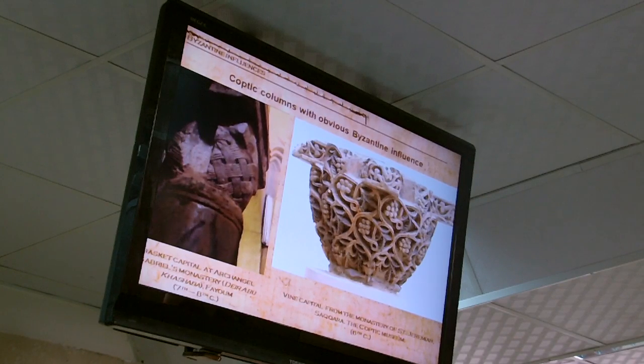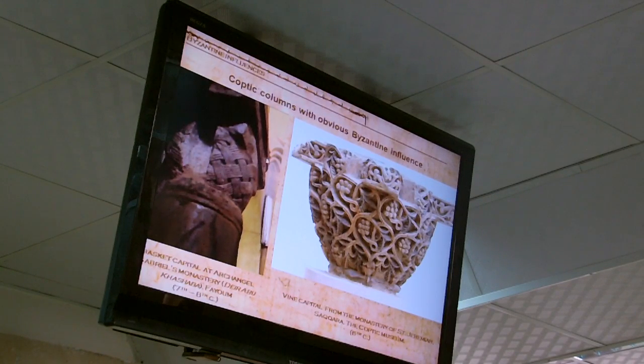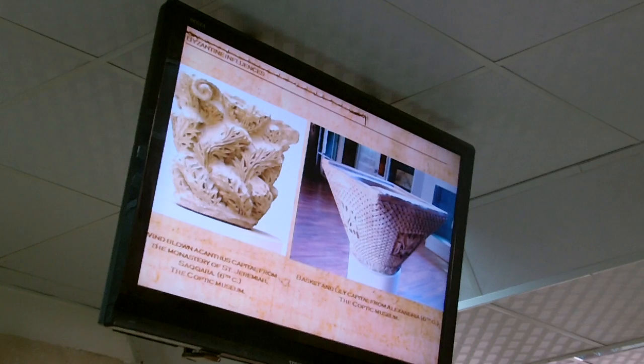These are two Coptic versions of Byzantine capitals. The left one is from the Archangel Gabriel's monastery, Deir al-Malak in Fayoum. And the right one is the divine capital from the monastery of Saint Jeremiah, Saqqara. This is a sweet acanthus, or swept acanthus, also excavated at the Church of Saint Jeremiah in Saqqara. And on the right, the basket and lady capital excavated at Alexandria dates back to the 6th century.